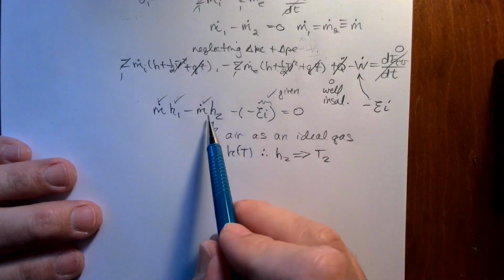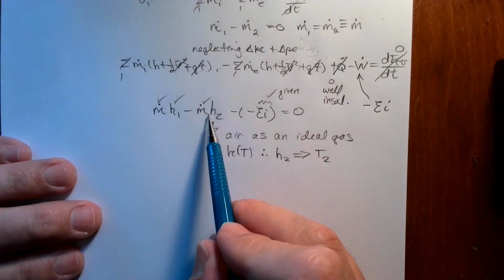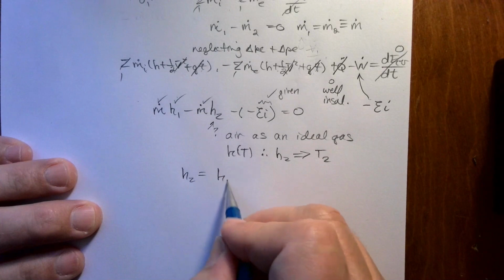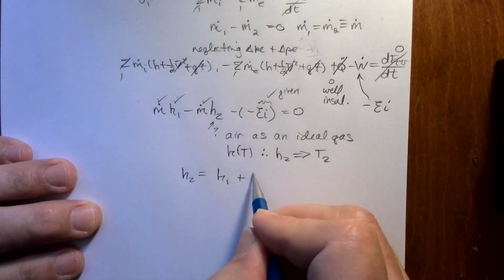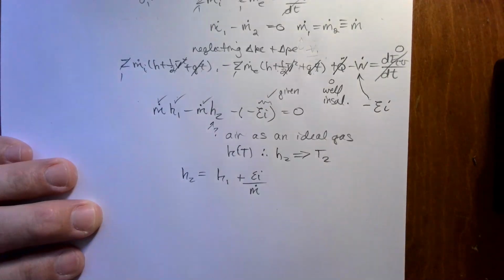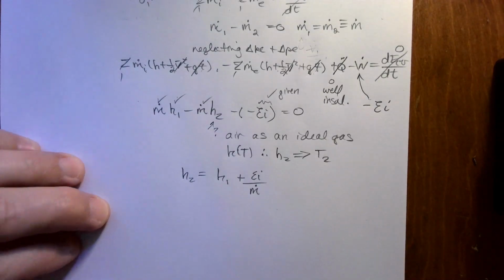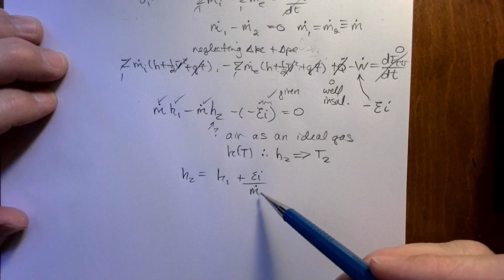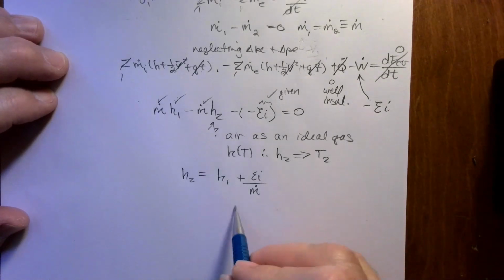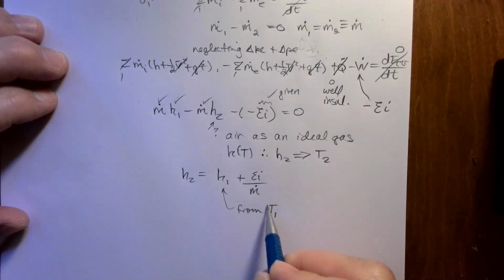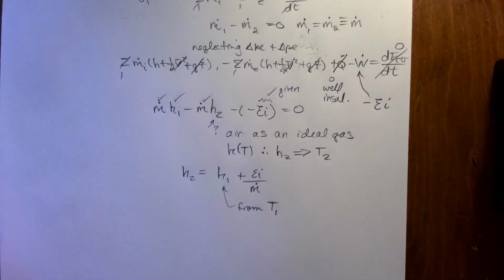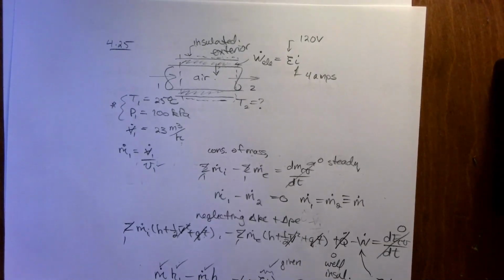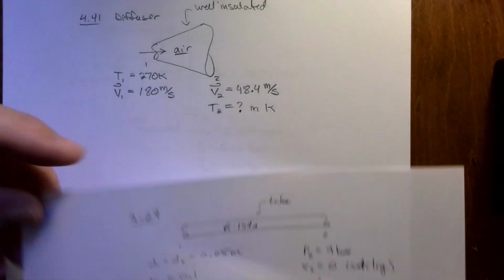So let's just perform some algebra to solve this for h2. I'm going to divide by m dot and take h2 to the other side. h2 is equal to h1 plus W dot EI over m dot. Okay, so at this point, you just need to go through and compute, right, and then use the tables directly. So you will need to actually, that one is from T1, but you already know how to deal with properties. Okay, so that's a discussion for setting up problem 425. Let's just continue on and look at other problems.